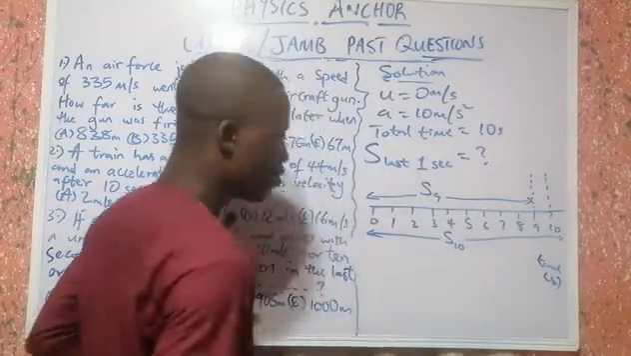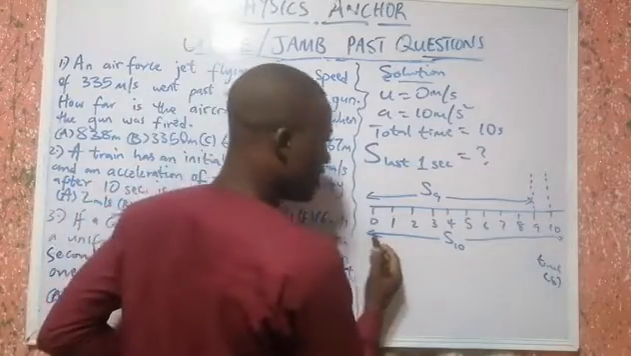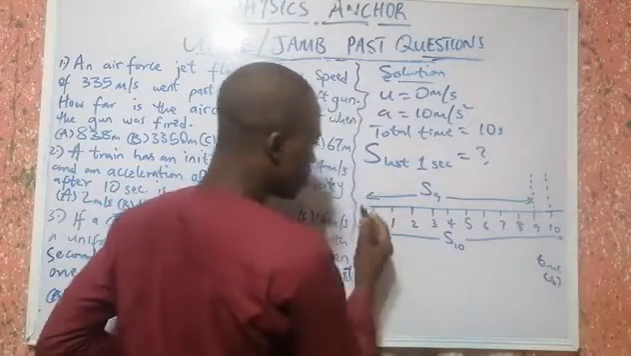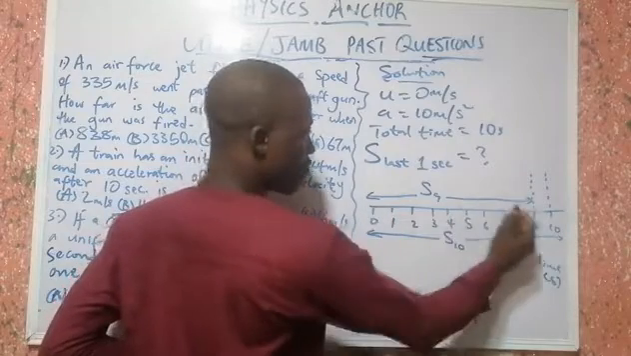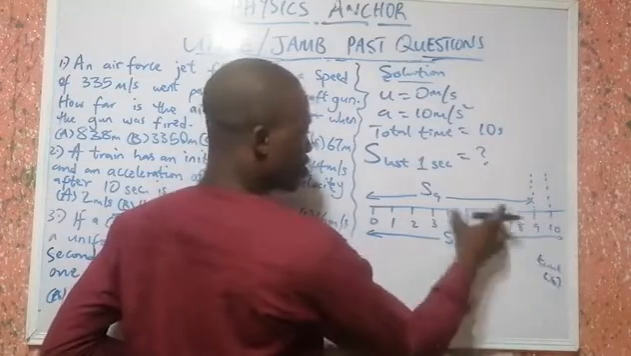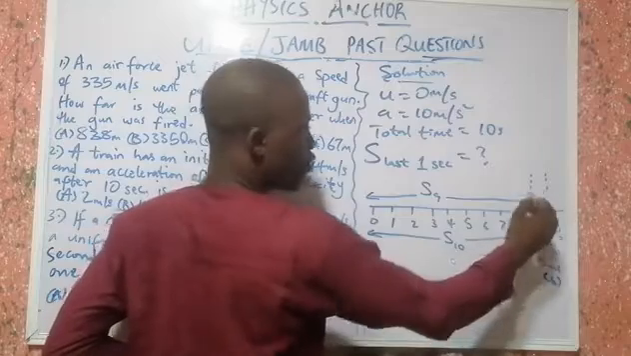So if you look at this very well, you can see if we calculate the total distance covered for 10 seconds, and we calculate the distance covered for 9 seconds, then subtraction of this from this will give us what?